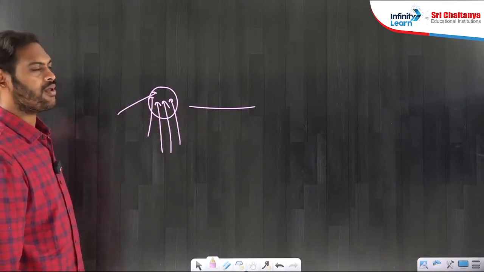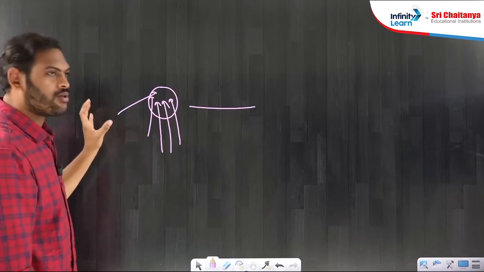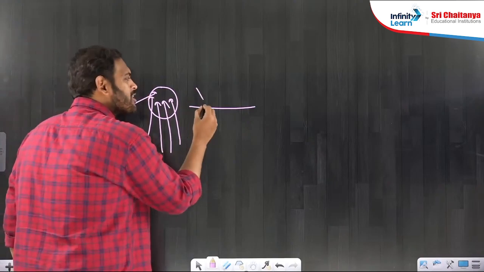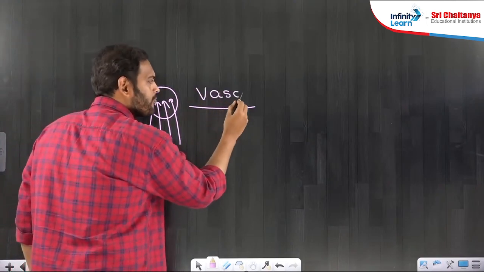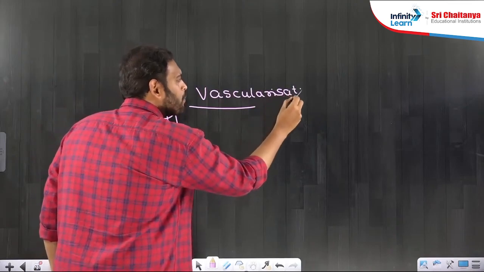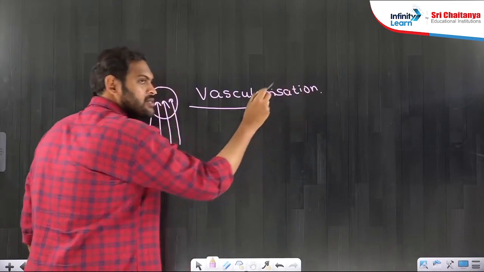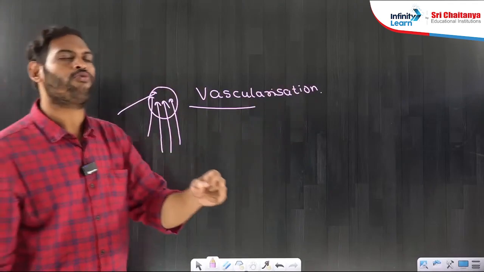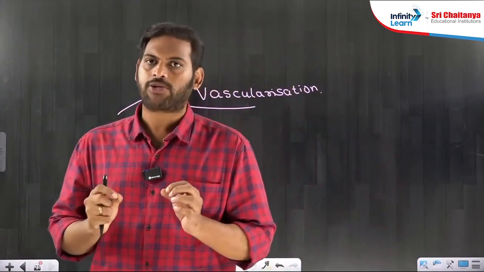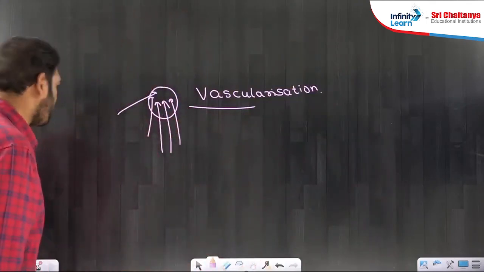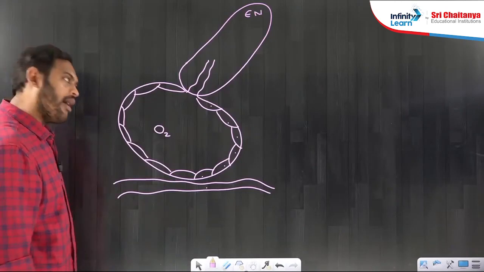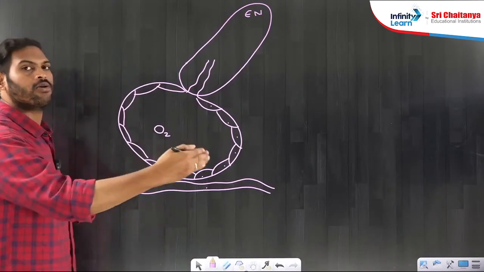Try this. Any organ or tissue which is receiving blood supply, what do you call such phenomenon? That is called vascularization. Vascular meaning it is supplied with blood and blood vessels. So there's a true false question for you. Are these alveoli vascularized? Yes. There is a blood vessel adjacent to alveoli. Therefore, alveoli are always vascularized.